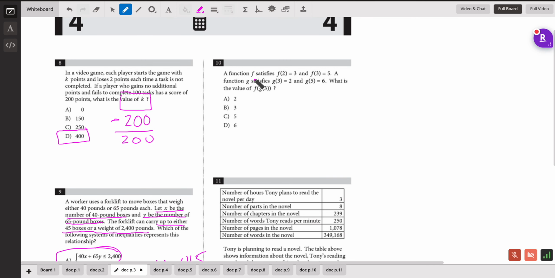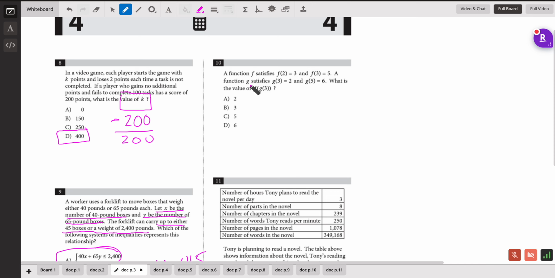Number 10, I love this one because you actually don't have to do any math at all. It says a function f satisfies f of 2 equals 3 and f of 3 equals 5. A function g satisfies g of 3 equals 2 and g of 5 equals 6. What is the value of f of g of 3?